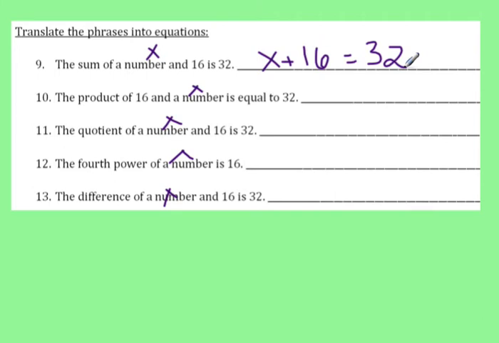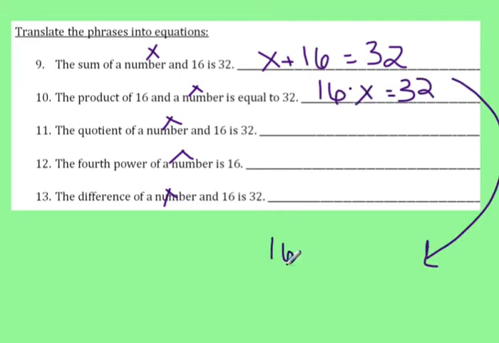Then, taking a look at the next one, the product of 16 and a number is equal to 32. So 16 times x is equal to 32. Just as a reminder, 16 times x we can also write as 16x. 16x means 16 times x. Taking a look at the next one, the quotient of a number and 16. That means we're taking our number, dividing it by 16, and that's going to be equal to 32.